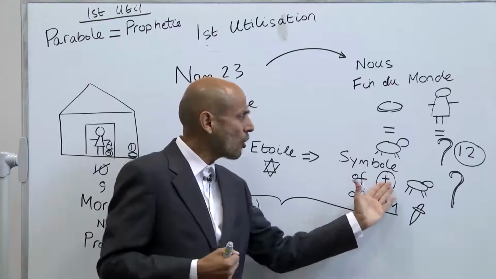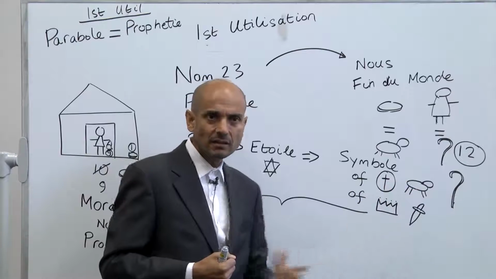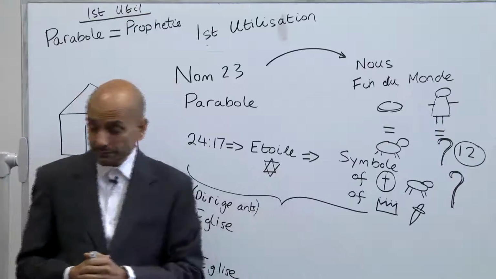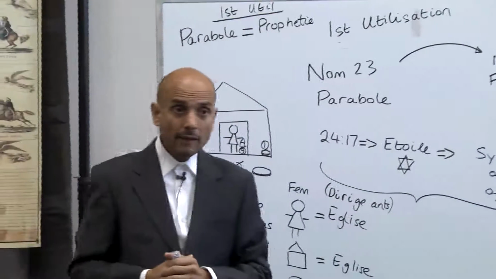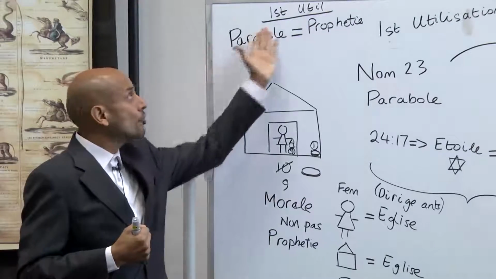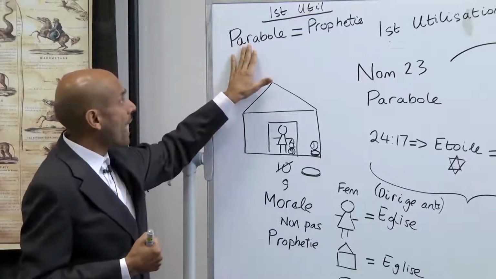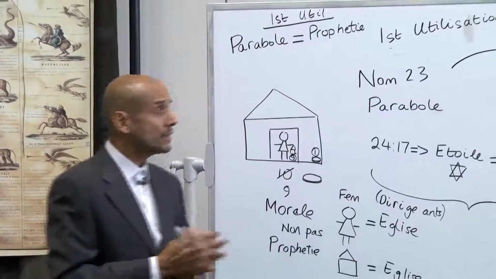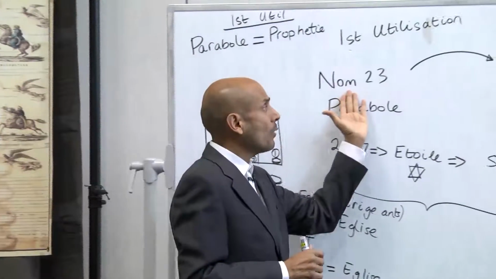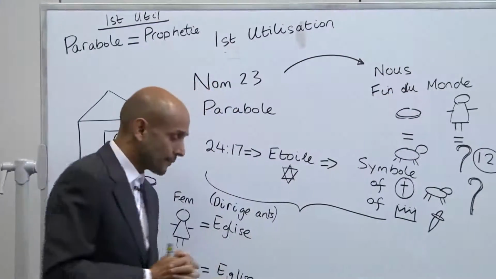But we know that's Christ. Christ the Lamb, not Christ the King. At least not his first advent. So I'm saying, in its first usage, the word itself, parable, is a prophecy. It's talking about things that are going to happen at the end of the world.